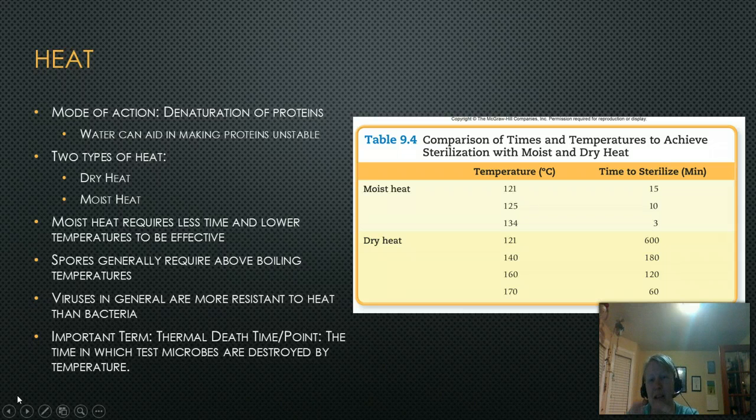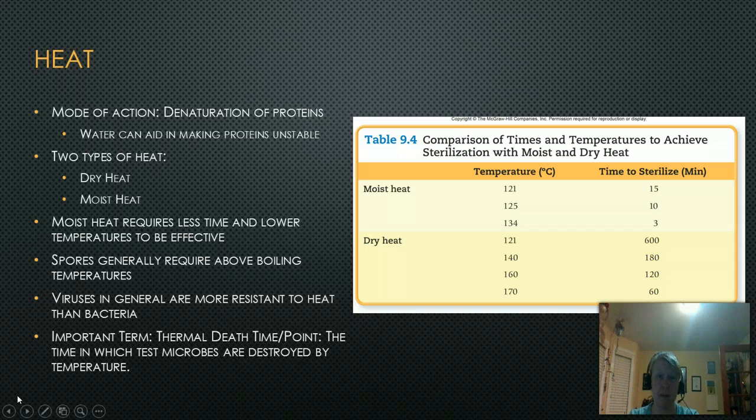The last thing is, how do we determine these times that you see here? And this comes from the thermal death point or the thermal death time. What we do is we have organisms that we know are controls, and we'll place them in whatever situation we plan to do for this heat to see how long it takes. What we'll then do is we'll test for microbial death.